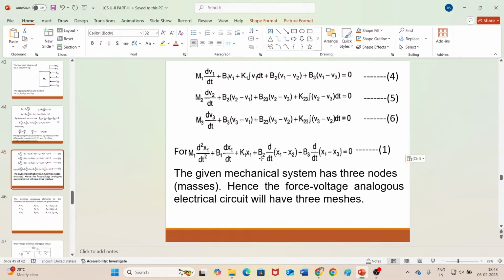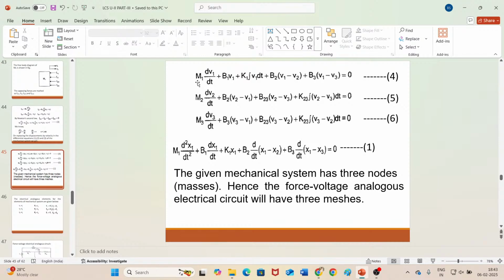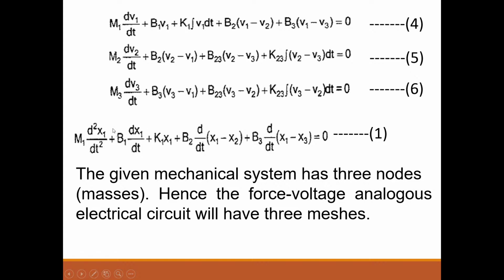See, I have copied equation 1 from the previous slide. Here in equation 1, m1 is there; I have written m1 as it is. So d square x1 by dt square is what? dv1 by dt. So instead of d square x1 by dt square, I have written dv1 by dt, plus b1, I have written b1 as it is. dx1 by dt means what? v1. Plus k1 x1, and x1 is integral of v1 dt. I'll just expand the screen. So this is our equation 1.